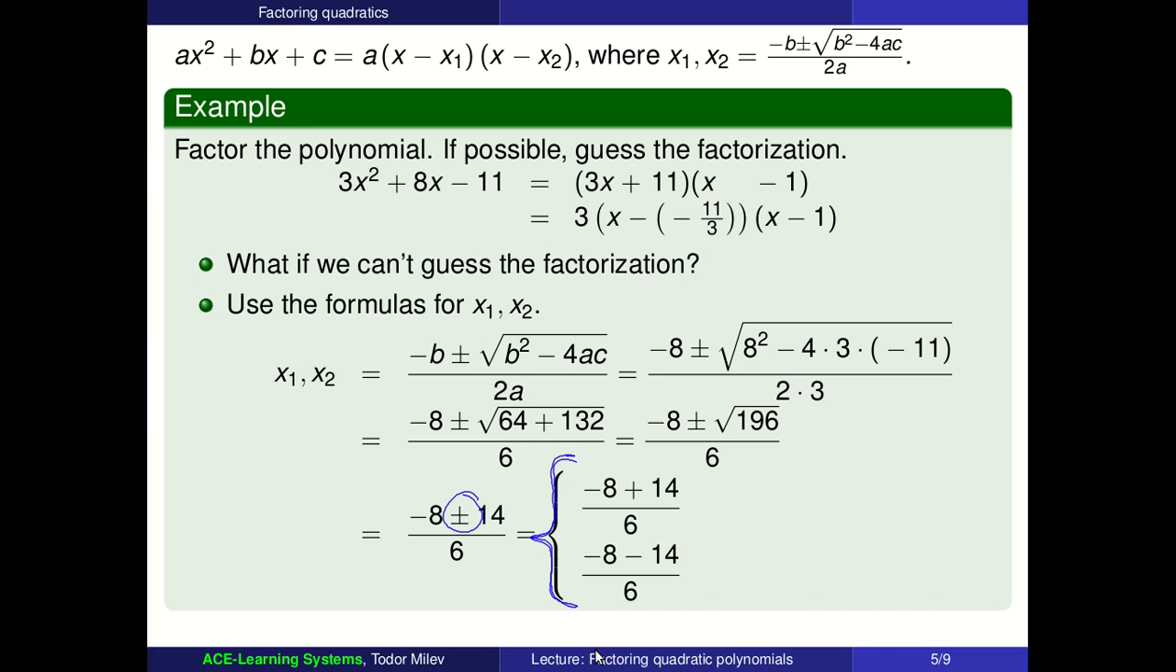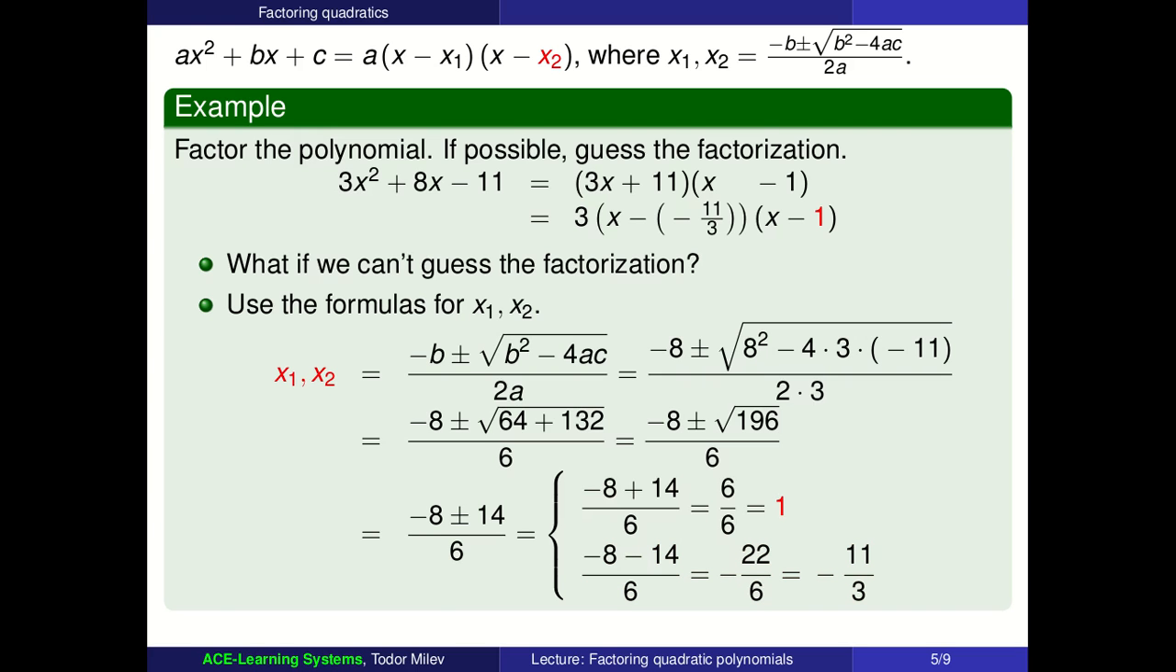Okay, so I highly recommend that style of writing things down. Now negative 8 plus 14 equals, well, 14 minus 8 is 6, so that's 6 over 6, which is 1. And negative 8 minus 14 over 6 equals negative 22 over 6, which is negative 11/3.